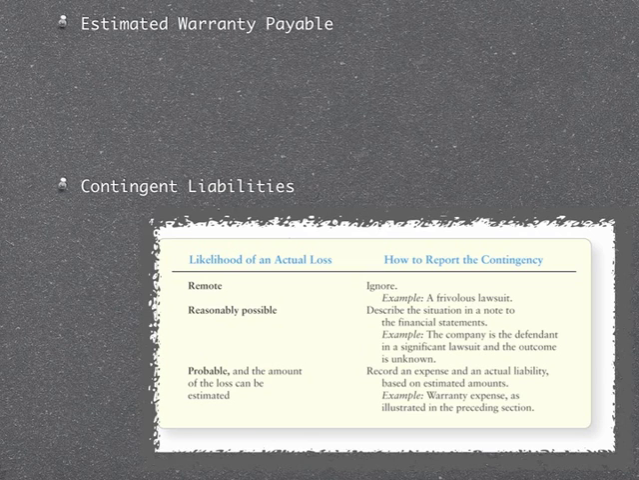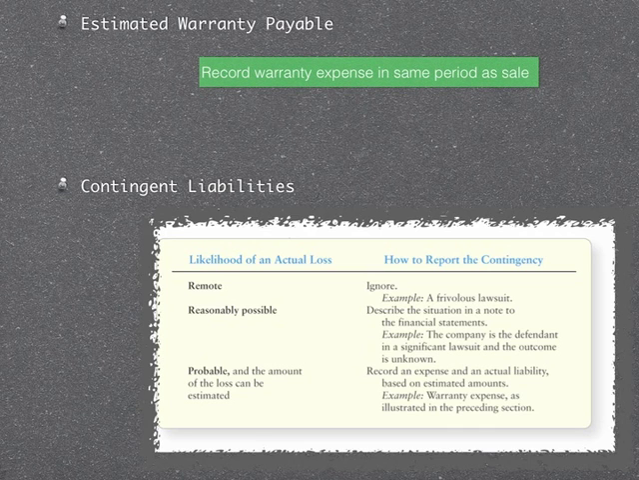When a company sells a product, they anticipate a certain percentage of those products may be defective or a customer may not be satisfied and they return them. So they have to record a liability and an expense in the period of the sale. This is due to the matching principle.